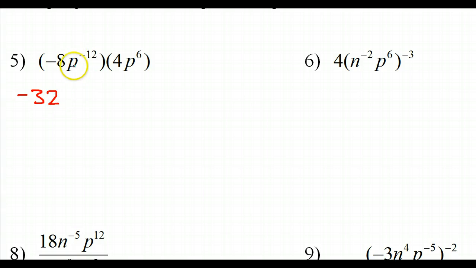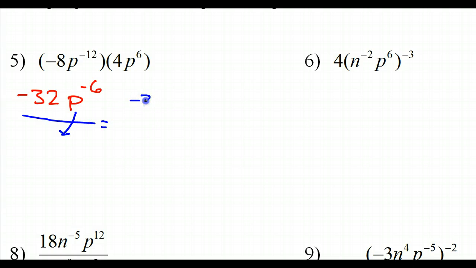When we do p to the negative 12th times p to the 6th, that is when you add. That's the situation I mentioned. When you have the variable appearing twice, you add. So negative 12 plus 6, that's just going to be negative 6. But again, if we have a variable and this negative exponent, that tells me that this is on the wrong side of the line. So I'm going to take this and drop it down.